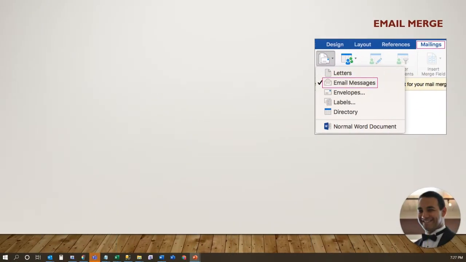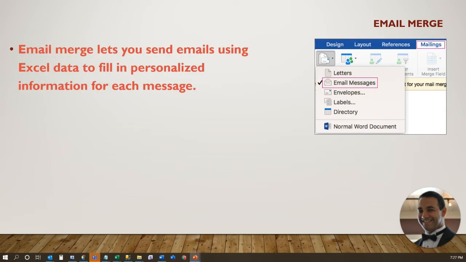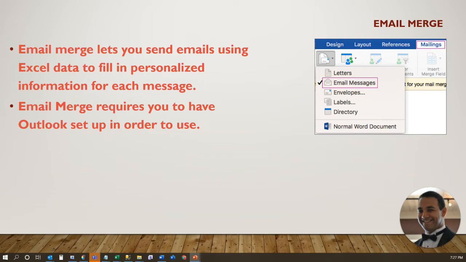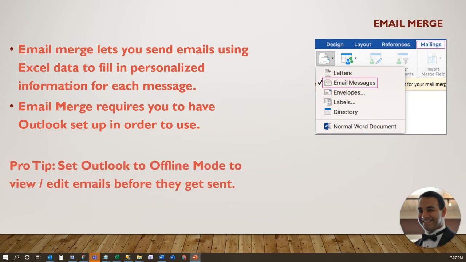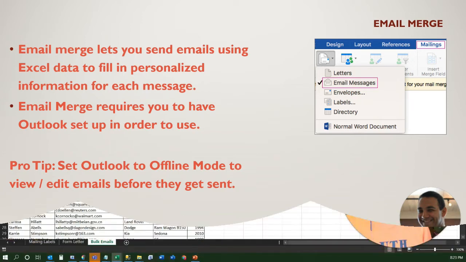Finally, let's take a look at the most underrated form of data merge, email merge. Email merge lets you send emails using Excel data to fill in personalized information for each message. Unlike the other types that we just covered, email merge requires you to have Outlook set up in order to use it. Pro tip, set Outlook to offline mode to view and edit emails before they get sent.